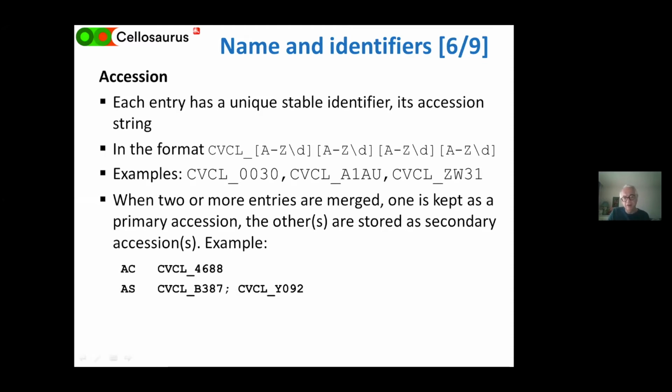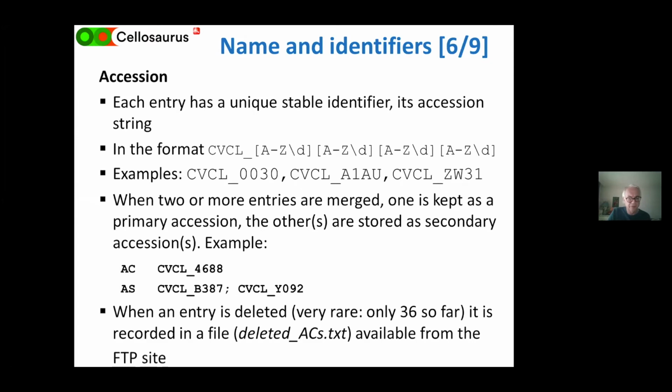It's the same as with sequence databases. And when an entry is completely deleted from the database, which is quite rare, it has happened only 36 times so far, it is recorded in a file available from the FTP site. And of course, when you search in Cellosaurus with those accessions, it will tell you that this has been deleted and you can see why it has been deleted.